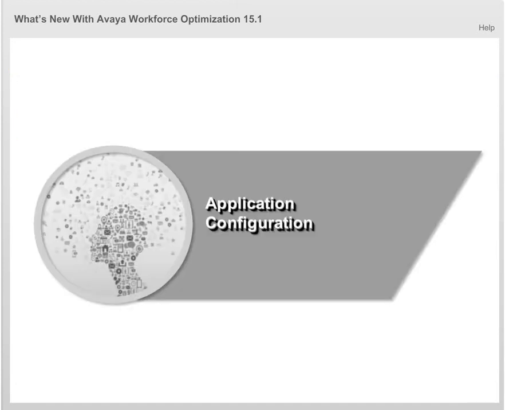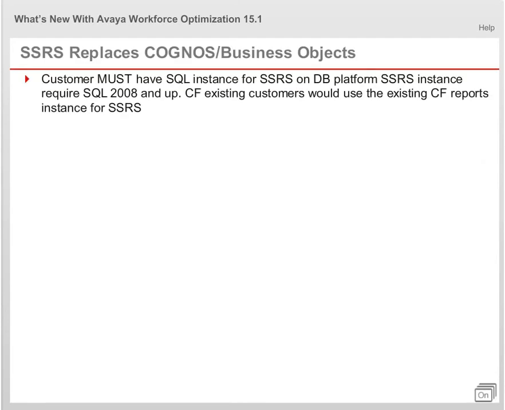Application Configuration. In order to use SSRS, the customer must have an SQL instance for SSRS configured for the database platform. The use of SSRS in place of Cognos and Business Objects simplifies the overall reports installation, maintenance, and support, as there is only one reporting engine, as opposed to three separate reporting engines.